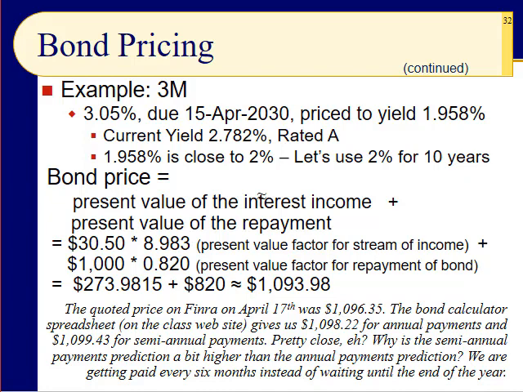Why is that? Because we're not going to get the $1,096.35 when the bond matures in 10 years. We're only going to get $1,000. So that means we're really only going to get 2% a year out of this bond. So how can we value this? How can we put a value on this bond using the discounted cash flow model?